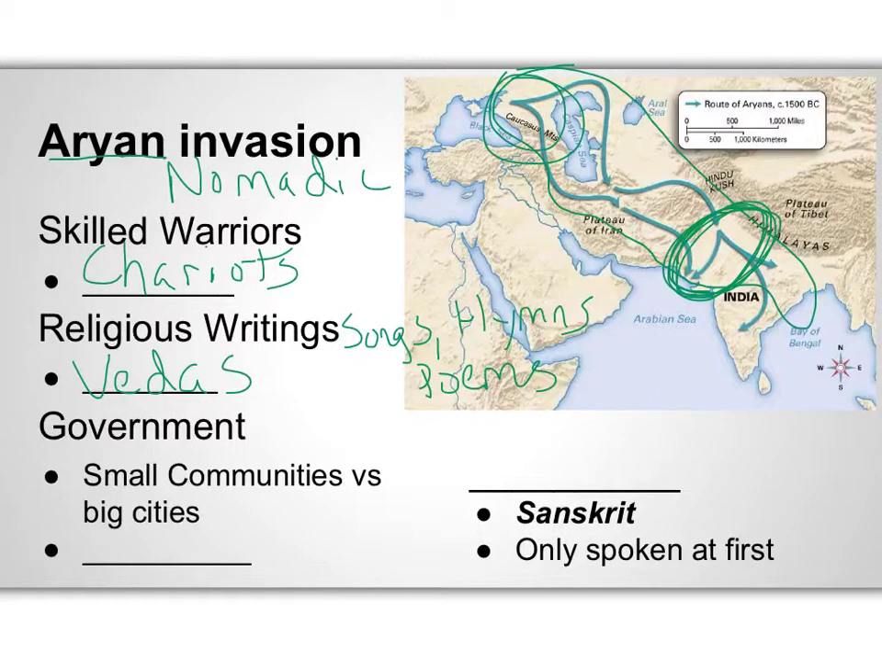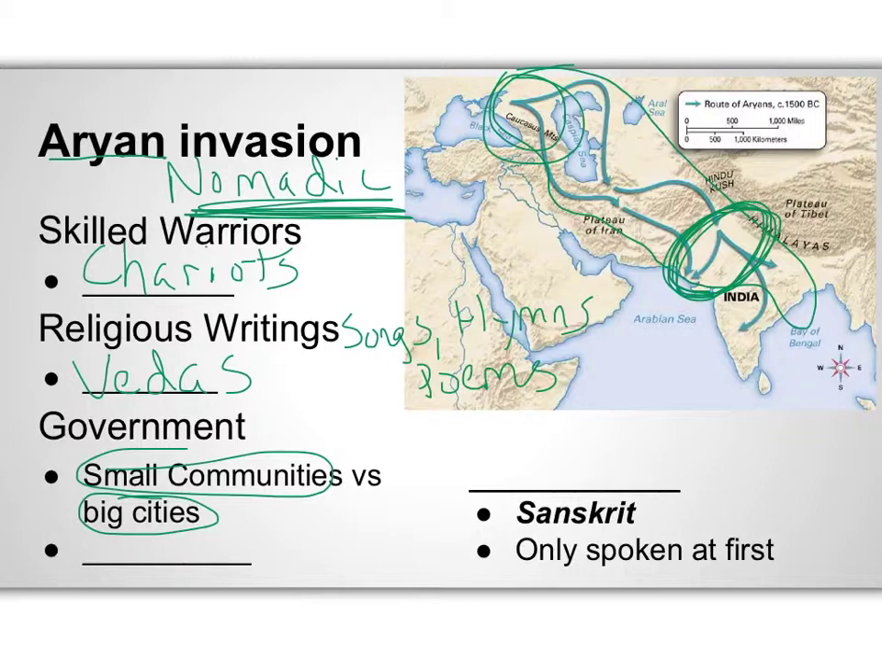Now the government of the Aryans was different from the Harappans. Remember, the Harappans had big, advanced cities. But the Aryans were in smaller communities. Remember, they were nomadic people. So instead, they lived in smaller communities, and they didn't need as much government or organization because they lived in smaller towns. But slowly, they stopped being nomadic and started living in these towns. So they did need some leader.